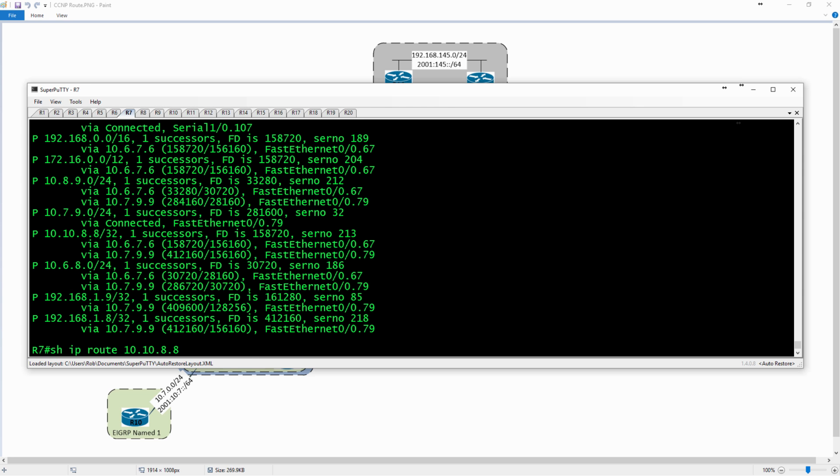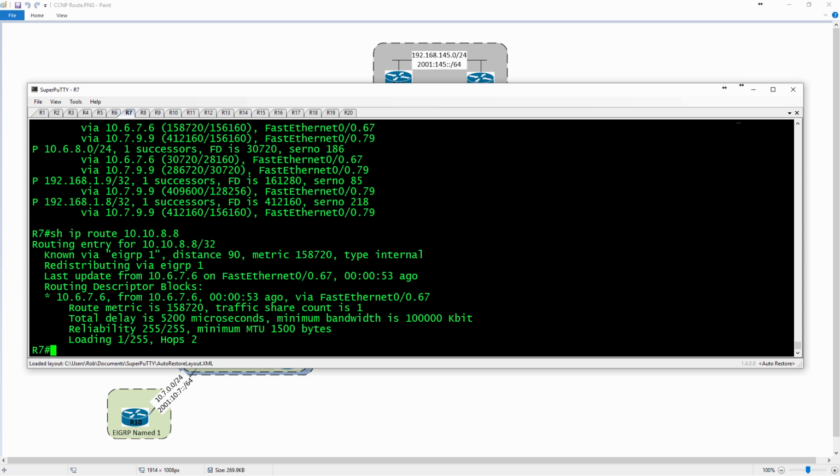So what I've got to do here is some breakdown. I've got to figure out what I have to do to make both routes able to be injected into the routing table. So this is my feasible distance right here, 158,720. That is for the primary route. That is the route that is injected in the routing table. So we're taking the path towards R6.